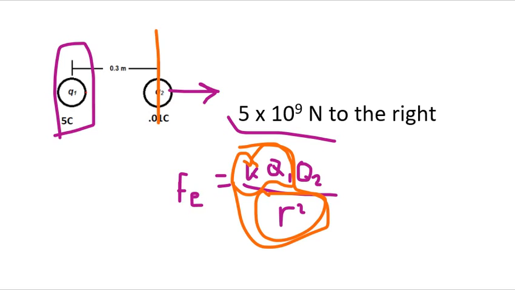So let's take a look at this one. I have a charge of 0.01 coulombs, and I have a force of 5 times 10 to the 9th, so I take 5 times 10 to the 9th divided by 0.01 coulombs. Guess what I get? I get the exact same number. This turns out there's going to be 5 times 10 to 11 newtons per coulomb at this spot.